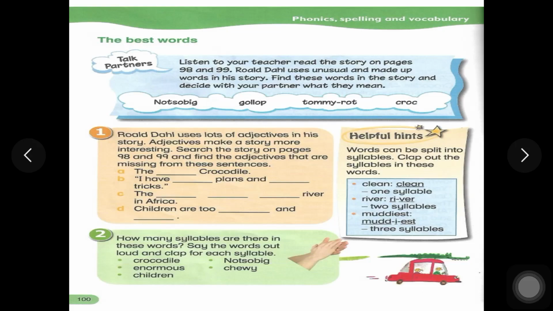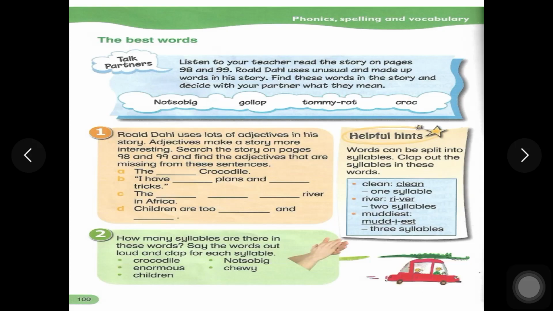To open your book, page 100. Here, in question 1, Roald Dahl uses lots of adjectives in this story. Adjectives make a story more interesting.